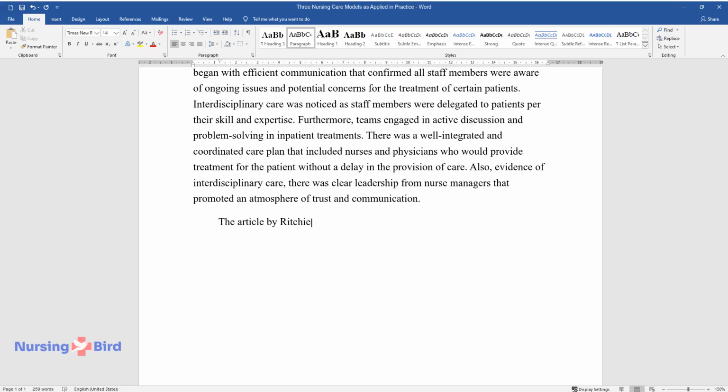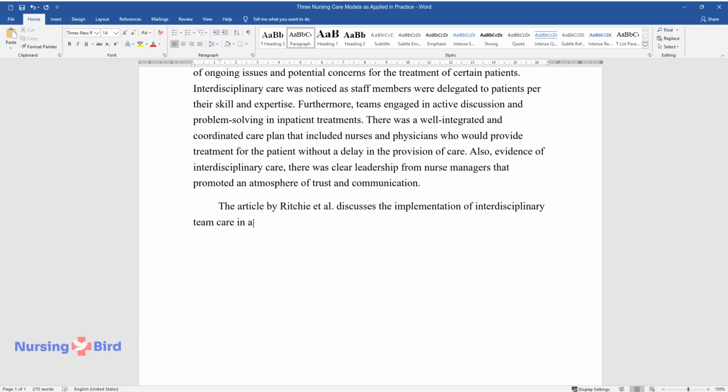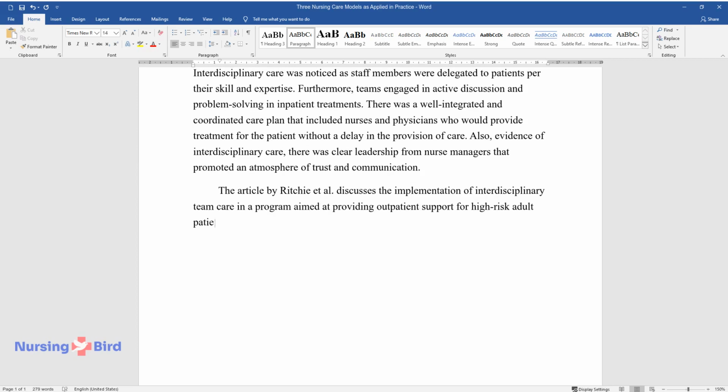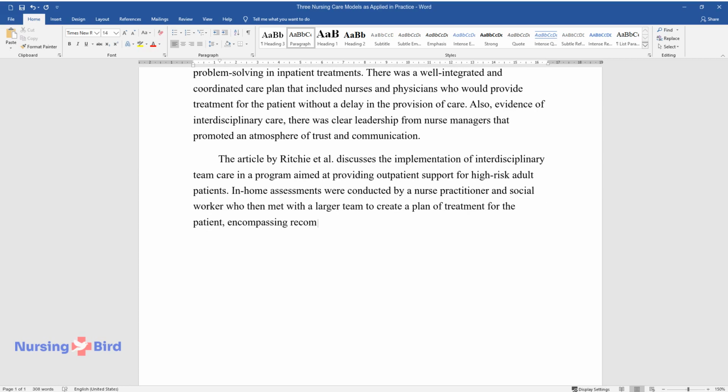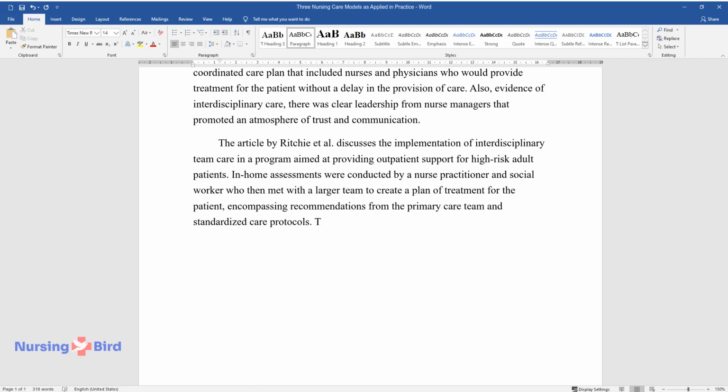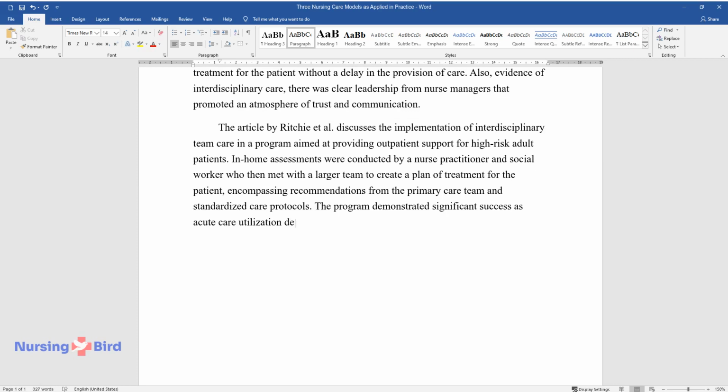The article by Ritchie et al. discusses the implementation of interdisciplinary team care in a program aimed at providing outpatient support for high-risk adult patients. In-home assessments were conducted by a nurse practitioner and social worker who then met with a larger team to create a plan of treatment for the patient, encompassing recommendations from the primary care team and standardized care protocols. The program demonstrated significant success as acute care utilization declined and improvements were present in self-rated health.